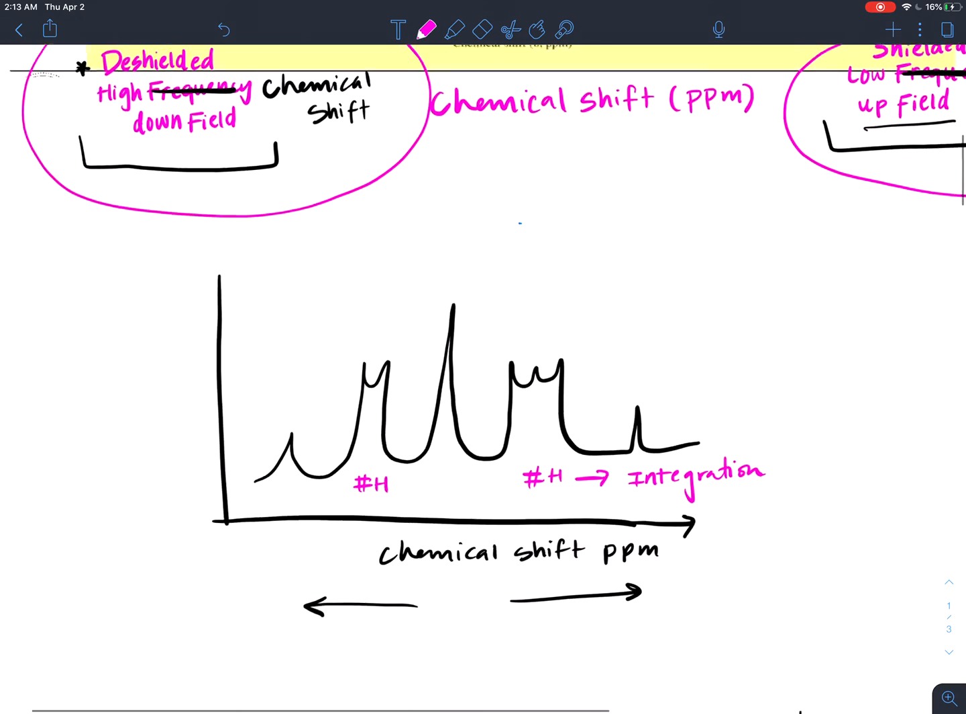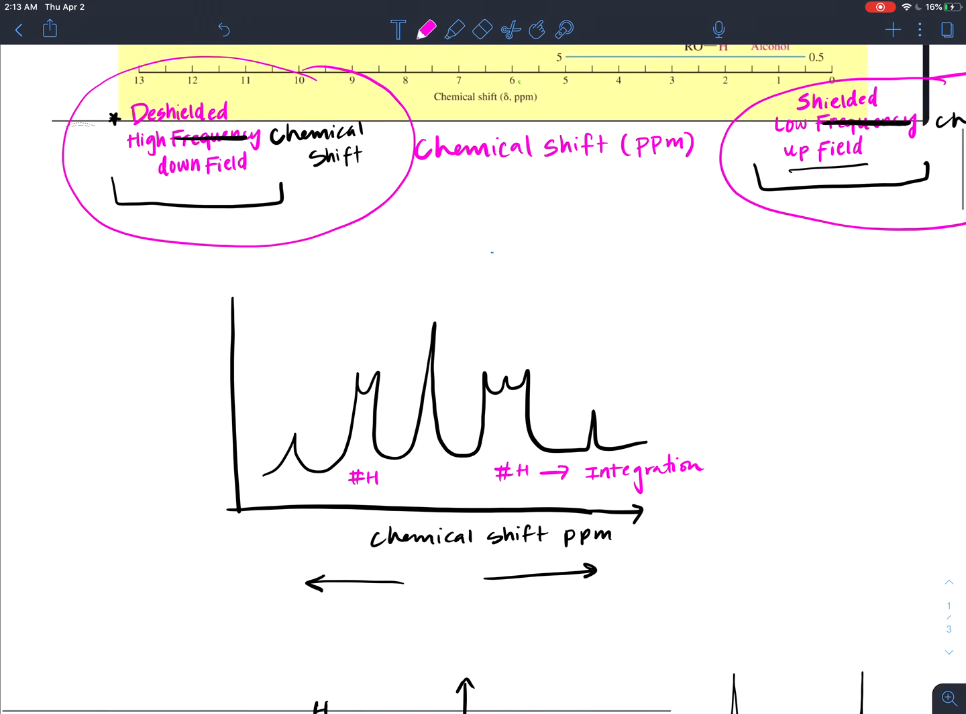Alright, a little more terminology. The word integration right here. Integration tells you how many hydrogens each signal represents. What's a signal? Signals are just these. That's a signal, that's another signal, that's another signal, signal here, and signal here. So everything that I pointed out with arrows are my signals.